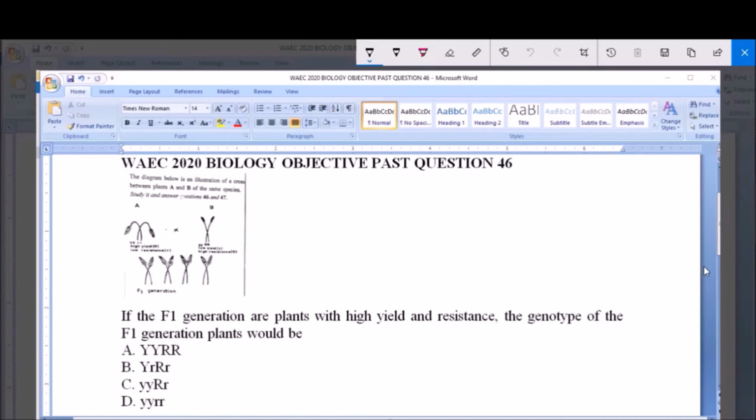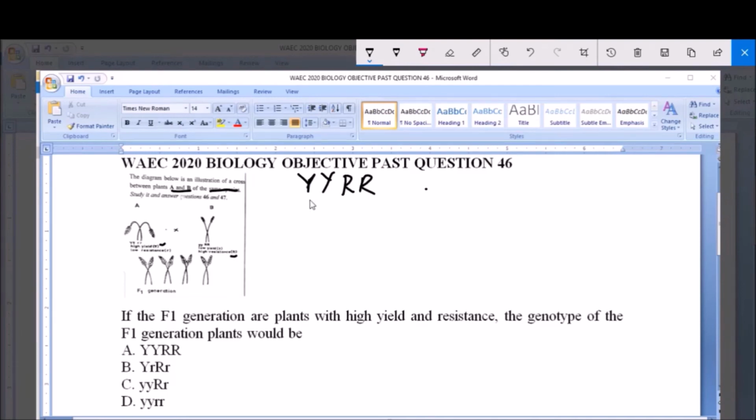So you have an illustration here of a cross between two plants, A and B, of the same species. So let's use it to answer this question. The question is, if the F1 generation are plants with high yield and resistance, the genotype of the F1 generation plants will be A. So capital Y represents high yield and capital R represents high resistance. A, you have homozygous high yield and homozygous high resistance.